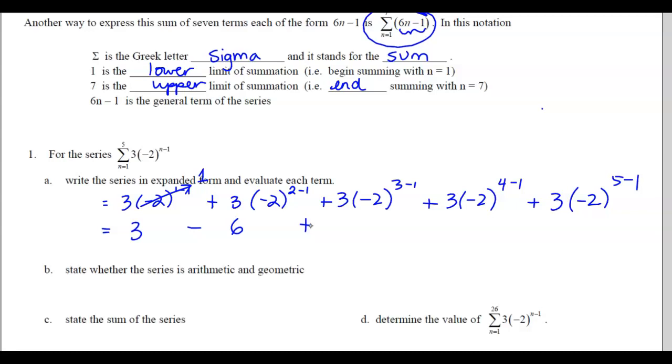Plus, remember we talked about that. If your R value is negative, the signs of the terms are going to alternate. So this is going to be negative 2 squared, which is positive 4 times 3 is 12. This should be negative because they're alternating. Negative 2 cubed is negative 8 times 3 is negative 24. And then negative 2 to the 4th is 16 times 3 is 48.